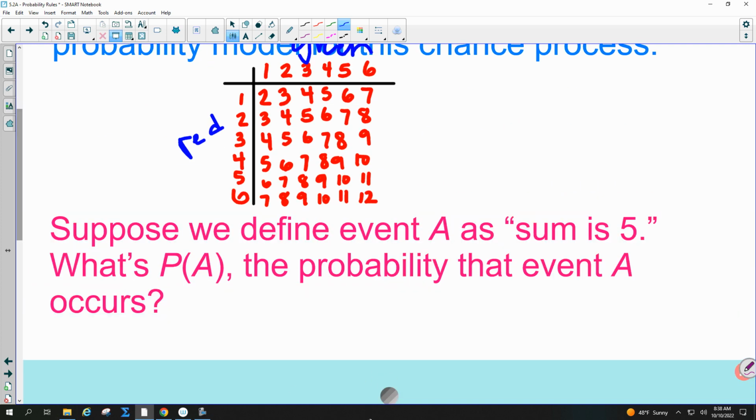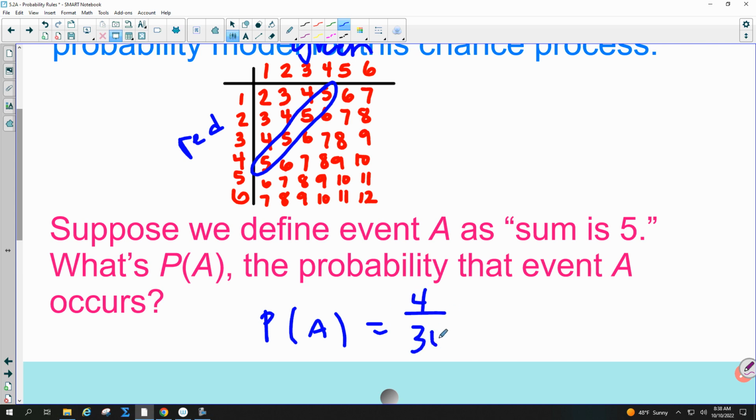So suppose we define event A as sum is 5. What's P of A? Probability of getting a 5. You're like, oh, I love pre-algebra. How many times do we get that? 4 out of 36. All right, and you can reduce it if you would like. You don't have to.